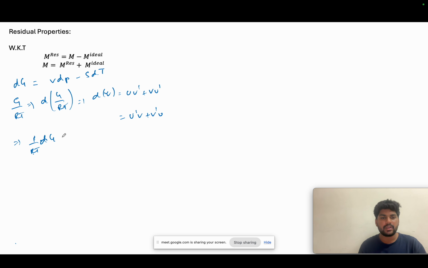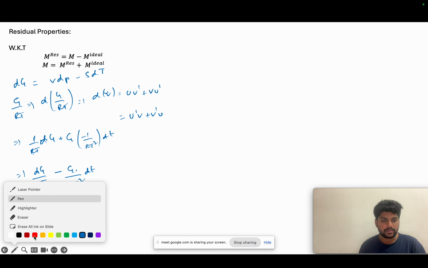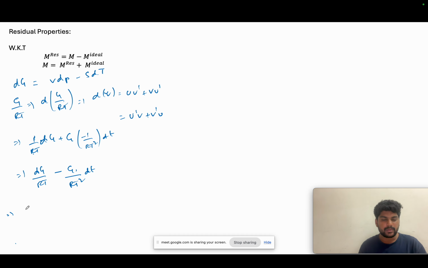Now in that way, if I take g out, d by dT of 1 by RT is minus 1 by RT square, so d of g by RT is equal to dg by RT minus g by RT square dT. So I think red is a much better color. Now d of g by RT equals dg by RT minus g by RT square dT. We already know what dg is. dg is nothing but v dP minus s dT.